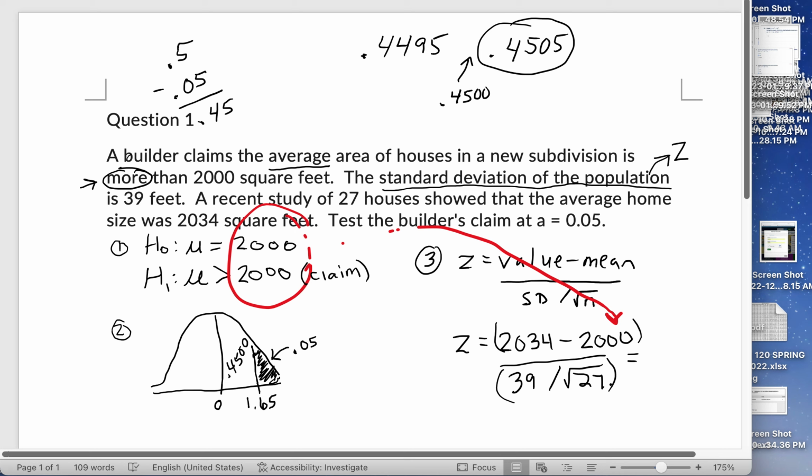All right, so I always type mine in twice into my calculator to make sure that I don't make a mistake. I got 4.53 when I rounded it to 2 decimal places. All right, so 4.53. That takes care of step 3. I'm going to go to my curve and mark that off. 4.53 is going to be way over here somewhere, definitely on the other side of 1.65.